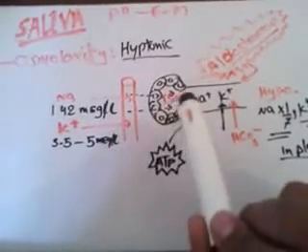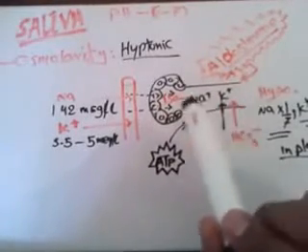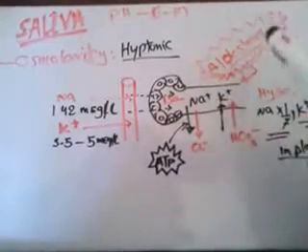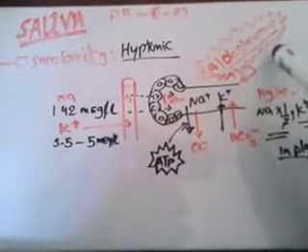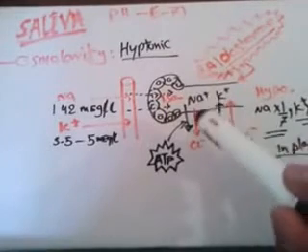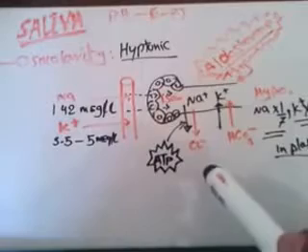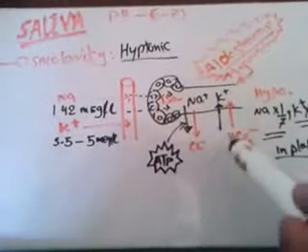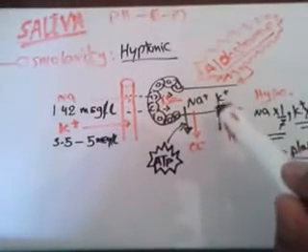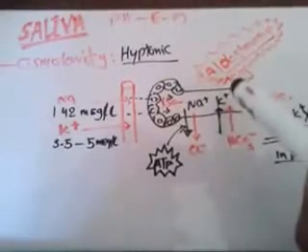Okay, where is this change going to occur? In the duct. We call it here the striated duct, by the action of a hormone called aldosterone. So aldosterone is going to act on the striated duct to get the sodium out of the duct and get potassium back in exchange. So sodium out, potassium in.